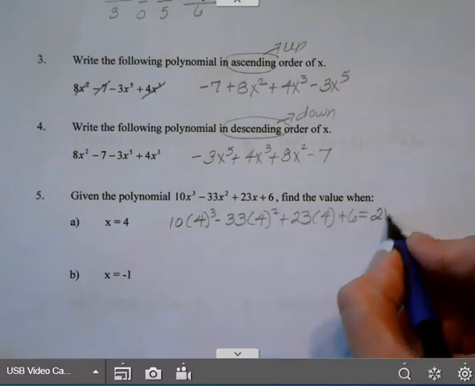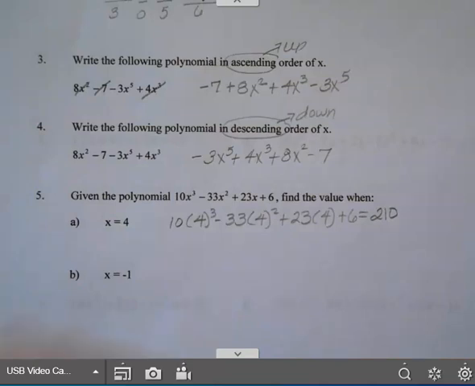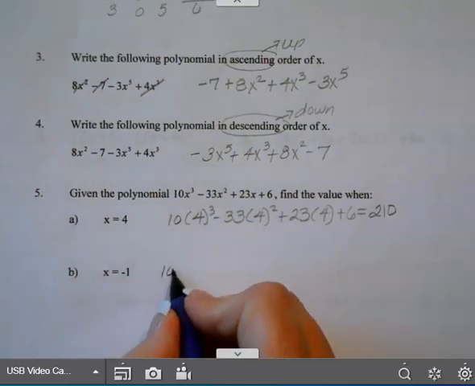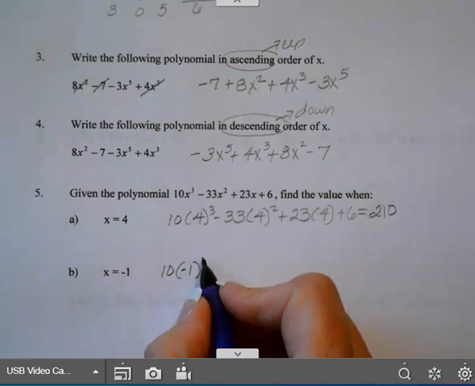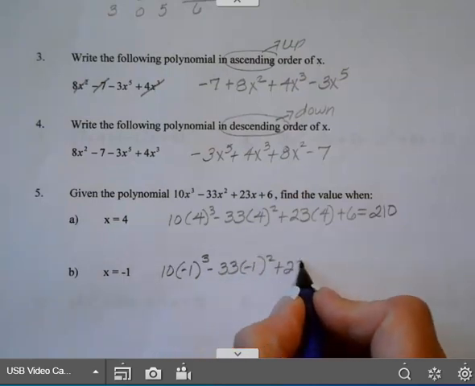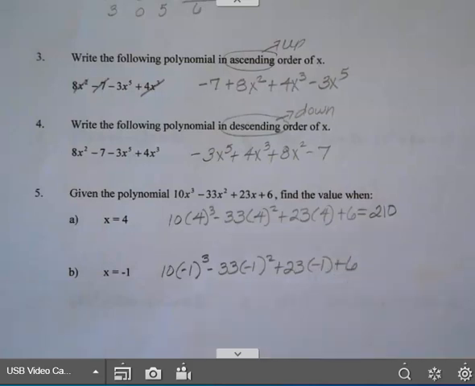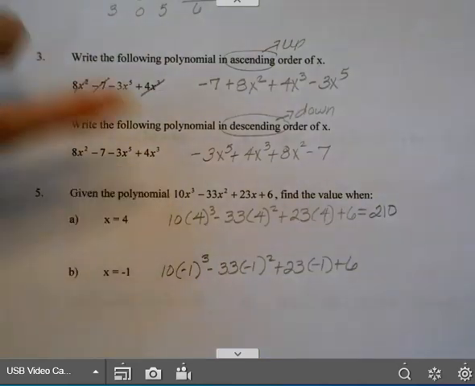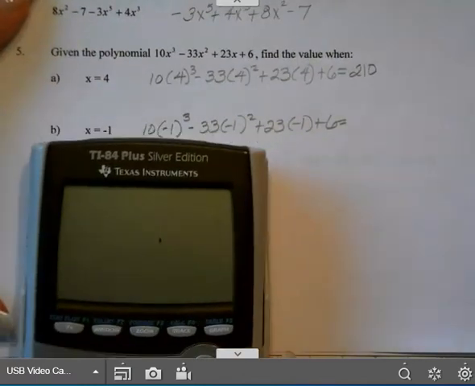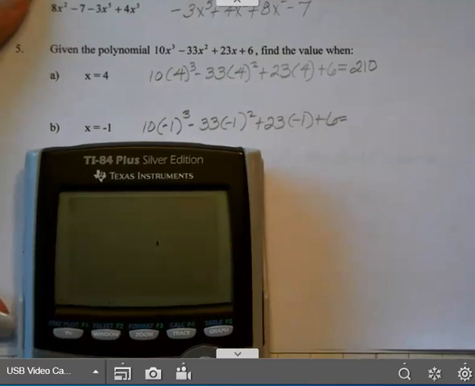And that's going to give you 210. And on the next one, I think I'm going to show you how to work that one with the calculator. So you have 10. You need to put your numbers in parentheses. So I'm going to plug in negative 1 for that polynomial expression here. And let's do this on the calculator. So I'm going to type 10, and then in parentheses I'm going to put negative 1.